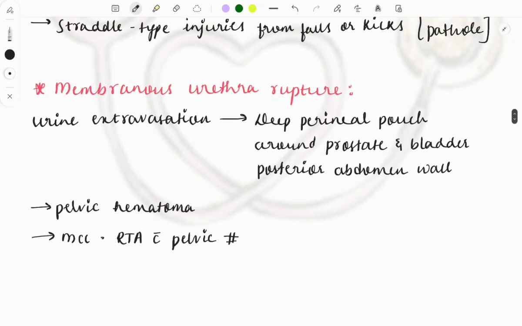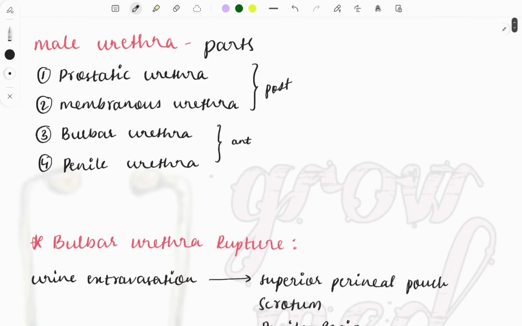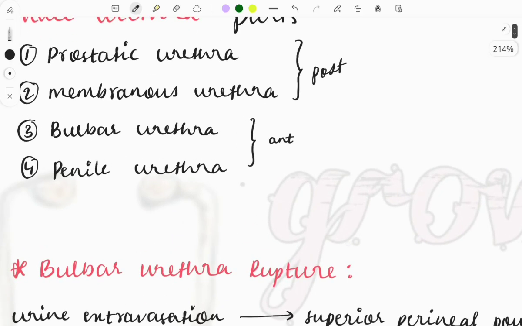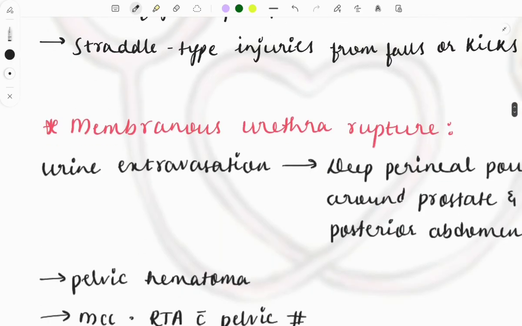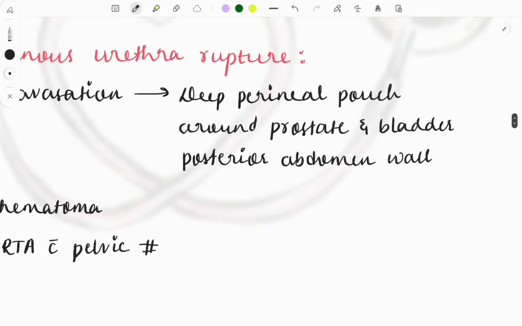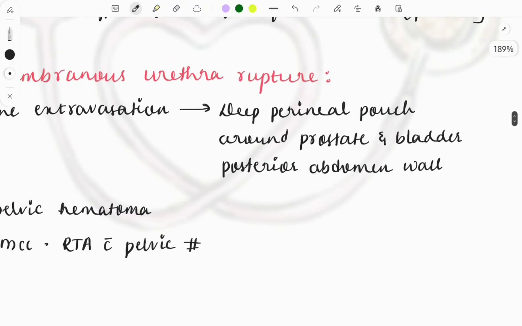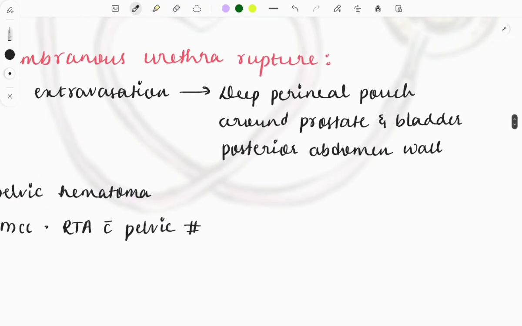Then membranous urethra rupture. The membranous urethra is a part of the posterior urethra. Whenever there is a rupture of the membranous urethra, the urine extravasation will happen in these places. In simple words, the urine will be collected in the deep perineal pouch, around the prostate and the bladder, and the posterior abdominal wall. It is quite simple to remember, and there is no need to go into much detail.